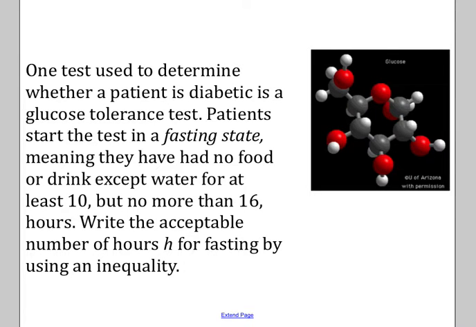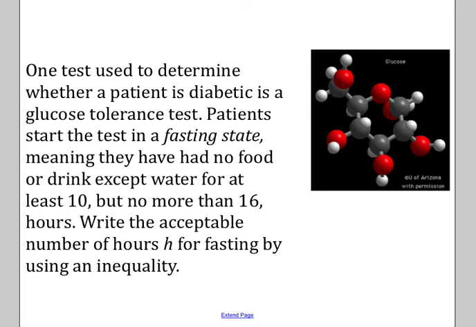One test used to determine whether a patient is diabetic is a glucose tolerance test. Patients start the test in a fasting state, meaning they have had no food or drink except water for at least 10 but no more than 16 hours. Write the acceptable number of hours, H, for fasting by using an inequality. Okay, so it says at least 10.